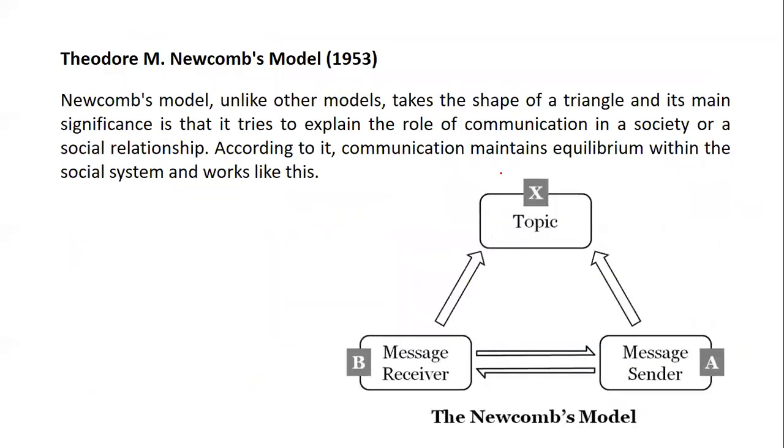Then we have Newcomb's model. A question on this model was also seen, new in the last cycle only. Newcomb's model is basically triangular in shape. It explains the role of communication in society or social relationships. Communication maintains equilibrium in society and works accordingly. The elements are the topic, message and the receiver.